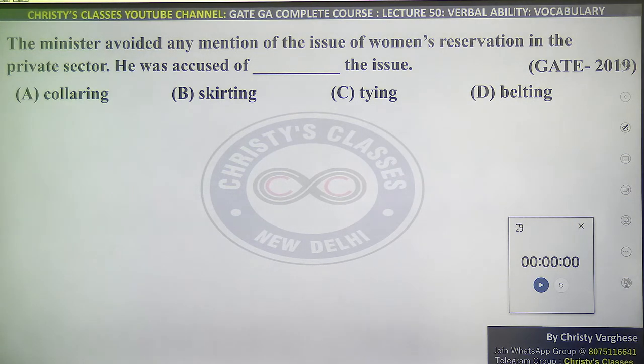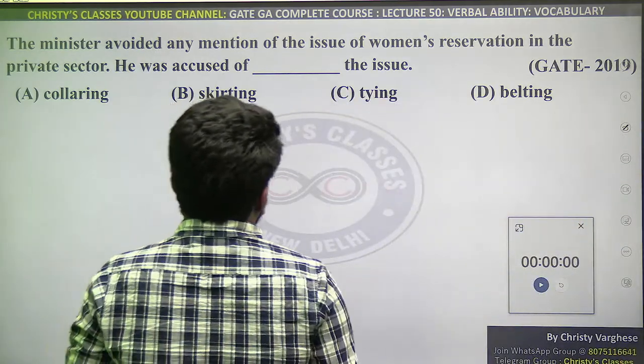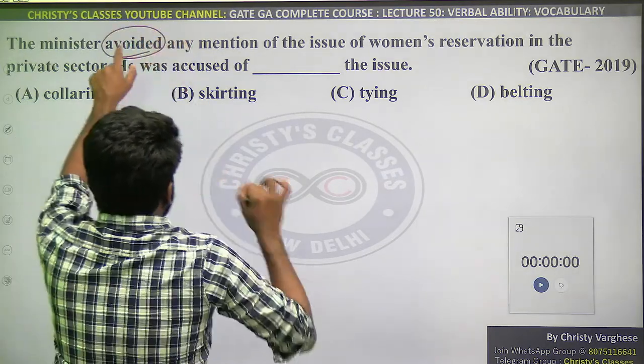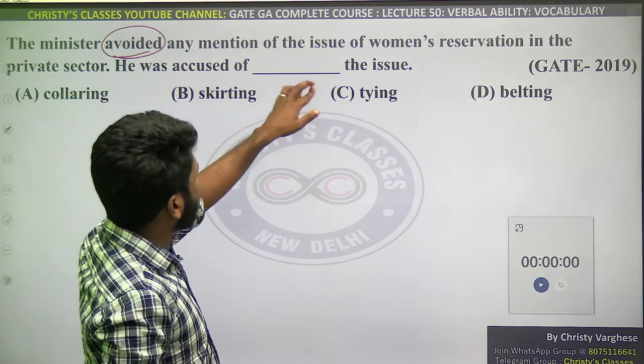Option B, some of you got. Let's see. The minister avoided any mention of the issue of women's reservation in the private sector. So "avoided" is the important keyword, then only you will understand the context. He was accused of dash the issue.